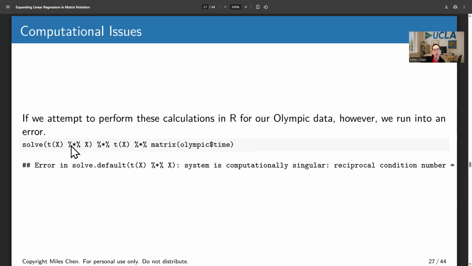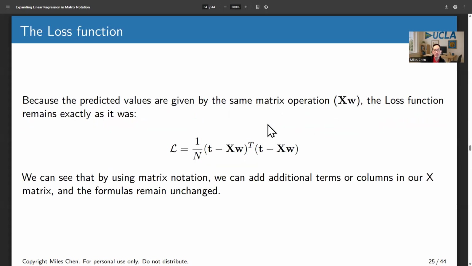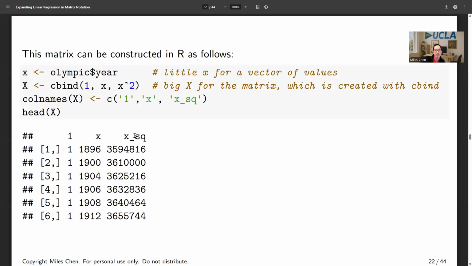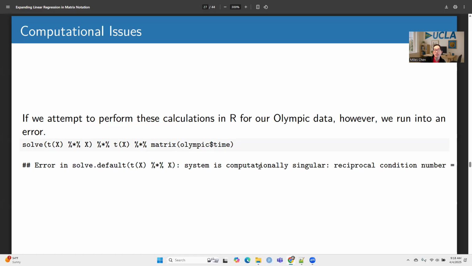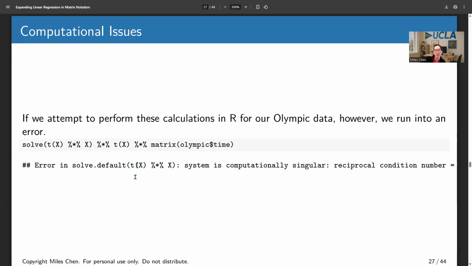And if we try to do that with our Olympic data, remember, I've expanded my X matrix to have this third column, I run into an error, okay? It says I have X transpose X inverse, the solve there is the inverse part, times X transpose times T, which is the matrix on the Olympic time. And I get this error. It says solve.default system is computationally singular, reciprocal condition number equals something. I get an error.